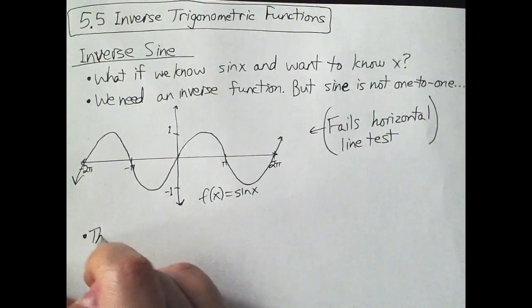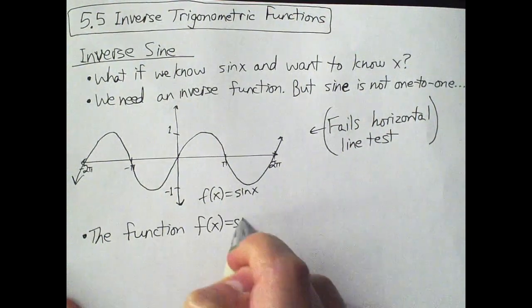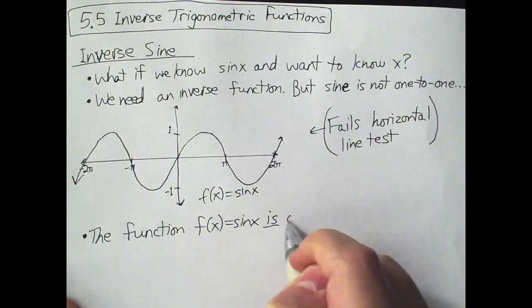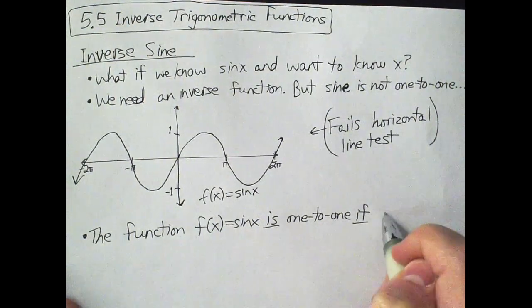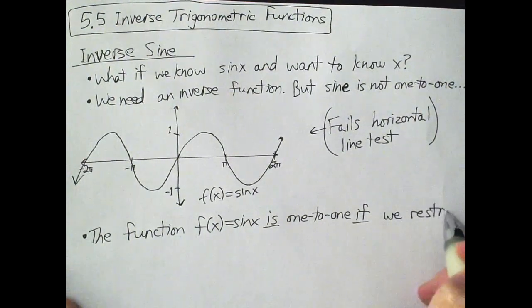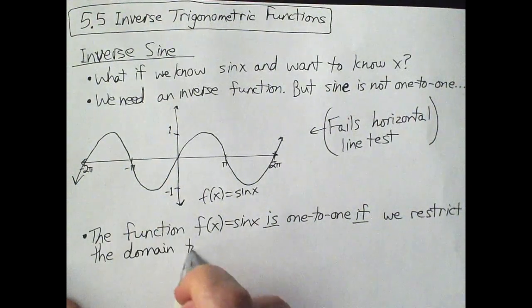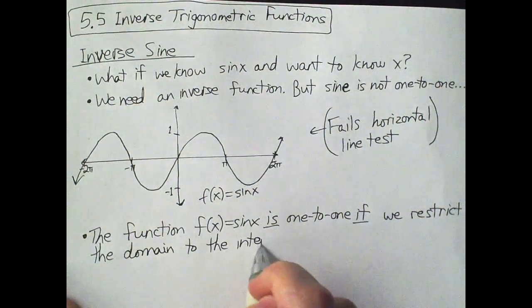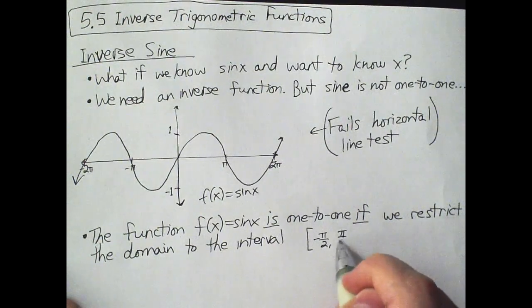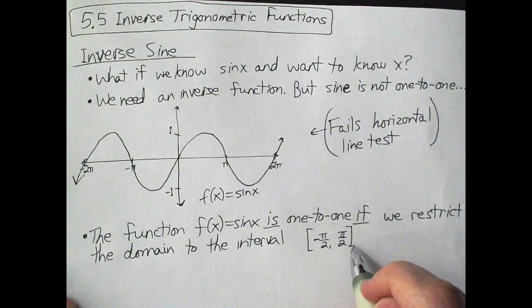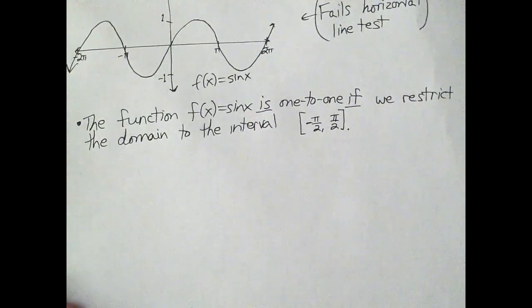So we are going to do a little trick here. We're going to say that the function f of x equals sine x is one-to-one if we restrict the domain to the interval negative pi over 2 to positive pi over 2, square brackets. This is a trick that's going to let us create an inverse version of sine.